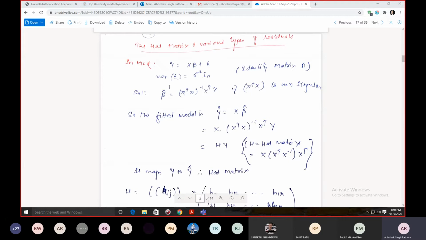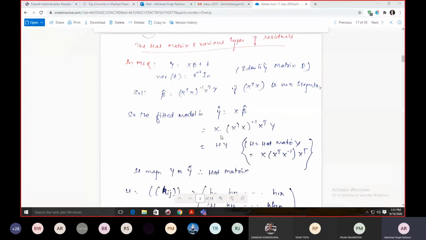Again, when we are trying to estimate our beta hat, we are predicting our new model. This estimated beta hat is just X transpose X inverse into X transpose y, and we consider that this X transpose X is usually a non-singular matrix. When it is non-singular, it means that the inverse of this matrix exists. Fine. So our fitted y, y hat, equals X beta hat. X is not predicted because these are the observations that are available. So I am just placing the value of beta hat over here. So this is X into X transpose X inverse into X transpose y.